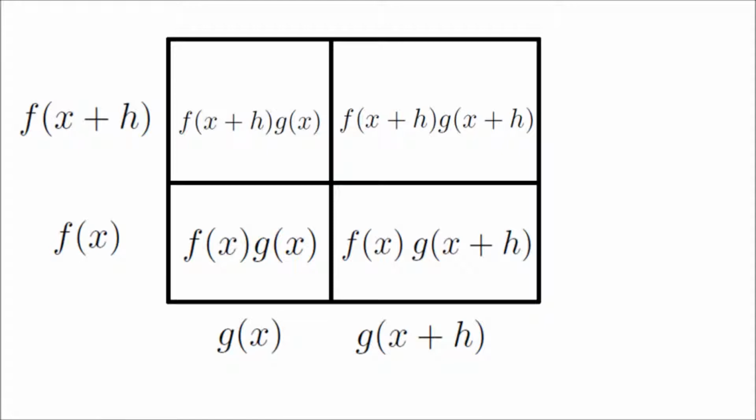If the diagonal areas are equal to each other as we take the limit as h approaches 0, then the area of two diagonal rectangles is equal to the area of the other two diagonal rectangles, and the area of two of the diagonal rectangles minus the area of one of the other diagonal rectangles is equal to the remaining rectangle, so that we can say, as h approaches 0, the area of f of x plus h times g of x plus f of x times g of x plus h minus f of x times g of x becomes equal to f of x plus h times g of x plus h.